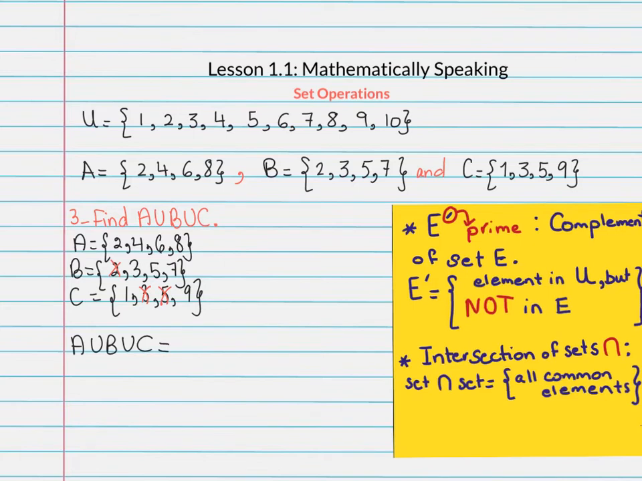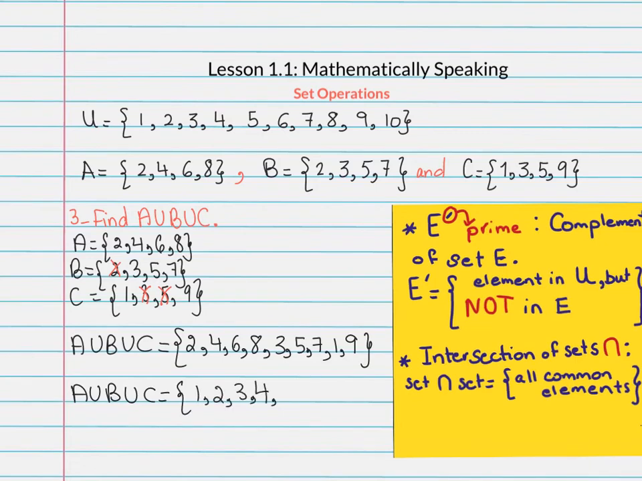I continue writing. Now A union B union C, I'm gonna start with listing the elements of A: 2, 4, 6, 8. 2 is crossed out because it's already written. 3, 5, 7, finally 1, 9. Now I'm going to order them just because it looks better from least to greatest. I have 1, 2, 3, 4, 5, 6, 7, 8, and finally 9 is the union between the 3 sets.